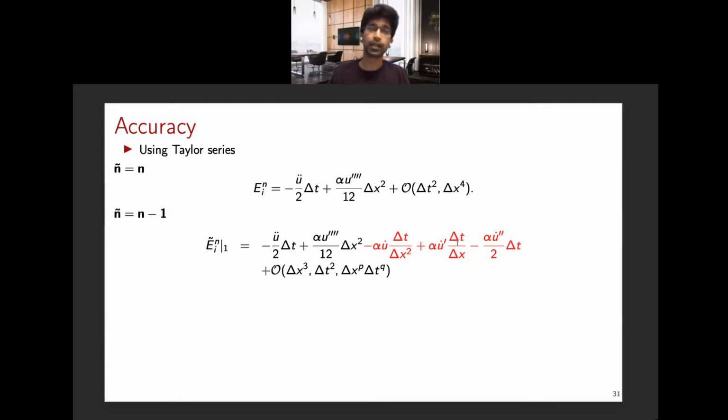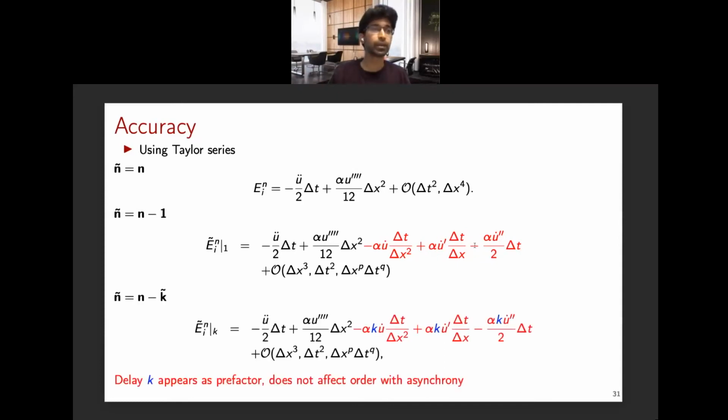And these red terms are specifically responsible for the degradation in the order of accuracy and increase in the error in the solution as we do asynchronous computations. Okay, so now let's say that I take an arbitrary amount of delay. So instead of n minus 1, I say that the delay is k time levels. So n tilde takes a value of n minus k tilde.